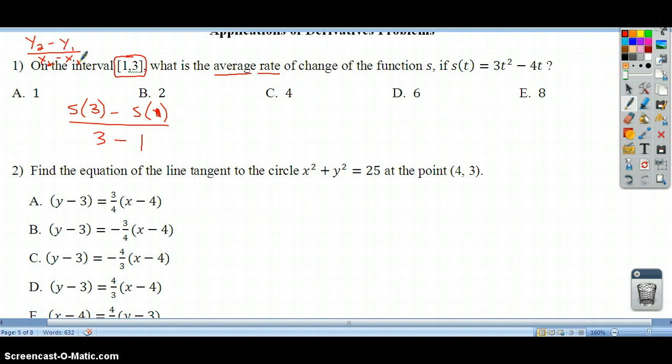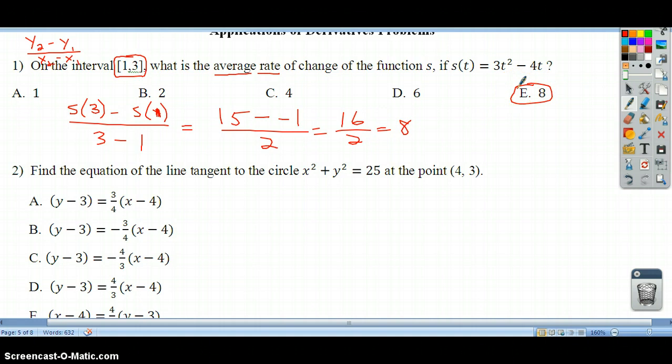So s at 3, 3 squared is 9, 9 times 3 is 27, minus 12 is 15, minus s at 1 is going to be negative 1, all over 2. So we get 16 over 2 for 8. So average rate of change, it's just slope.